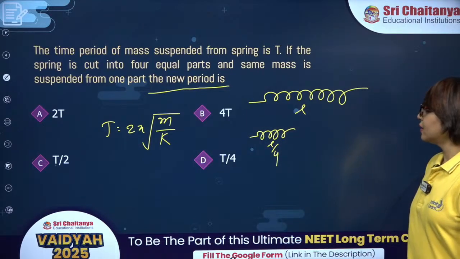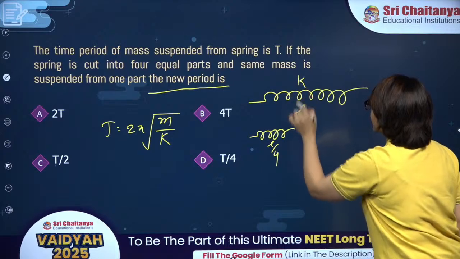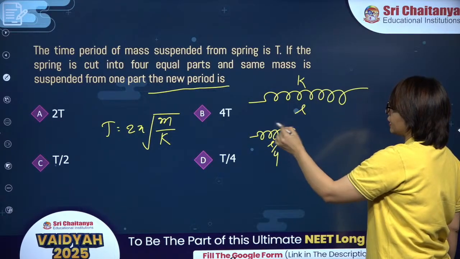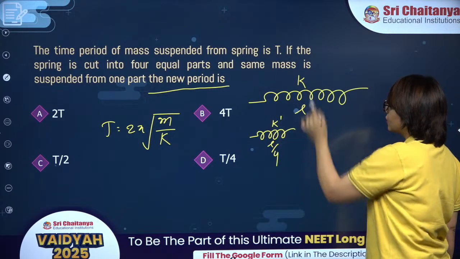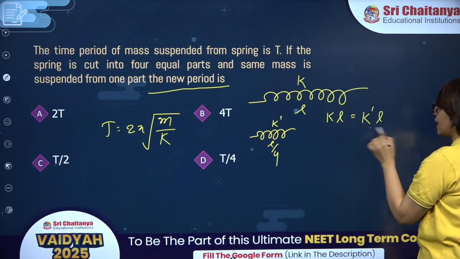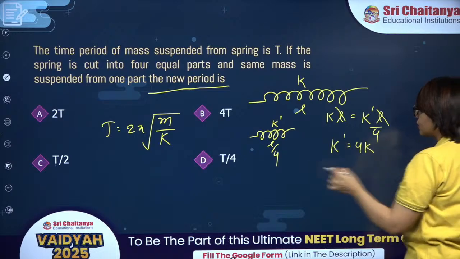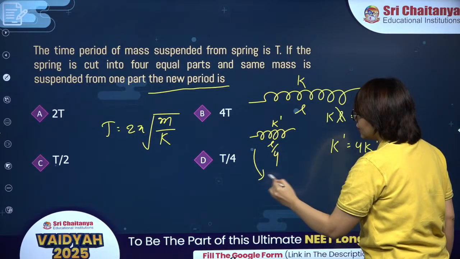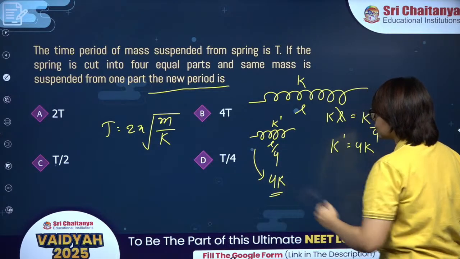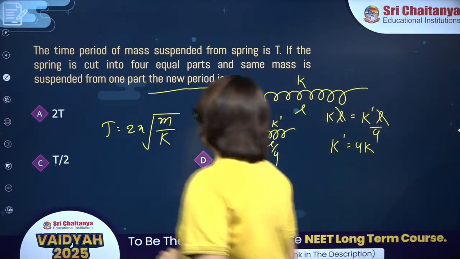For a spring, the product of K into L is constant. So let's say after cutting, the new spring constant is K dash. So basically K into L should be K dash times L by 4. L cancels, so K dash is 4K. The new spring constant of this 1/4 of the length will be 4 times the previous one, right? It is 4 times the previous one.